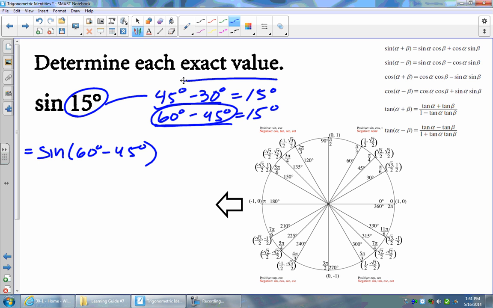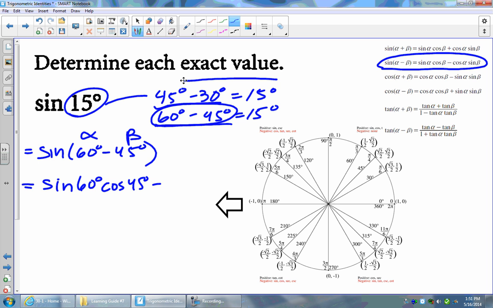I'm going to go ahead and split this up using my identities. So this is a difference identity, more specifically for the sine. So I'm looking at this form of an identity to find an exact value here. Now if I rewrite this, remember my alpha is the first term, so that's our first angle, and that's my alpha, 60 degrees. And my beta will be the second angle, which will be 45 degrees. So let's go ahead and split this up. So we get the sine of 60 degrees times the cosine of beta, which is 45, minus the cosine of alpha, which is 60 degrees, times the sine of beta, which is 45 degrees.